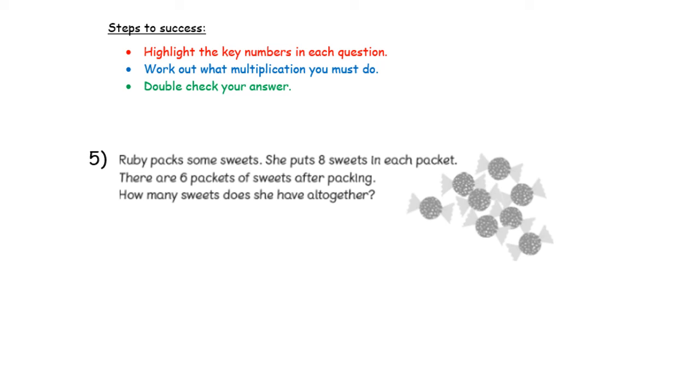So Ruby packs some sweets. She puts 8 sweets in each packet. 1, 2, 3, 4, 5, 6, 7, 8 sweets in each packet. When she's finished packing, she has 6 packets of sweets. So there are 6 packets of sweets after packing. How many sweets does she have all together? So you're basically doing 8 sweets times 6 packets. Okay? So what's 8 times 6?